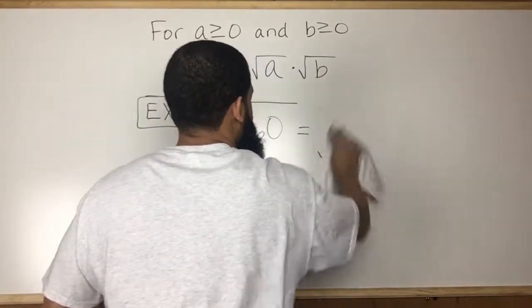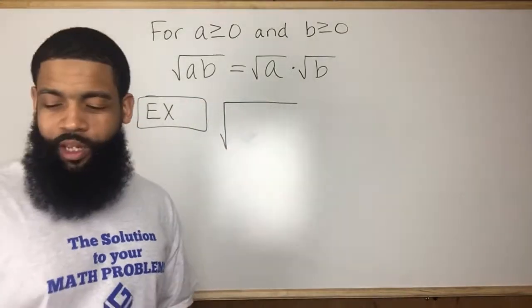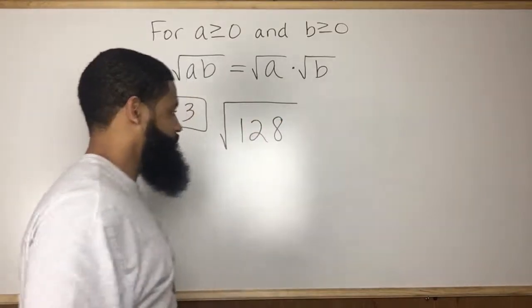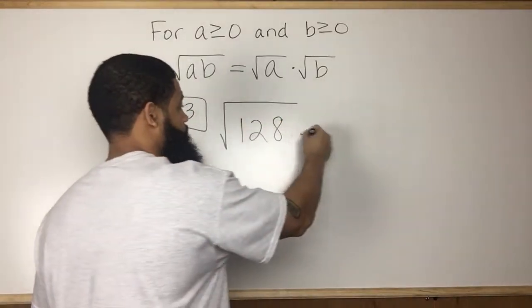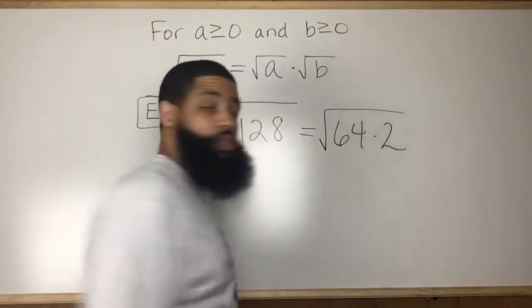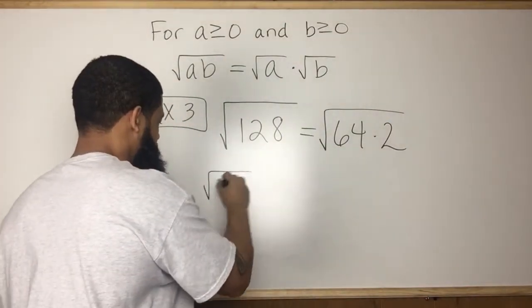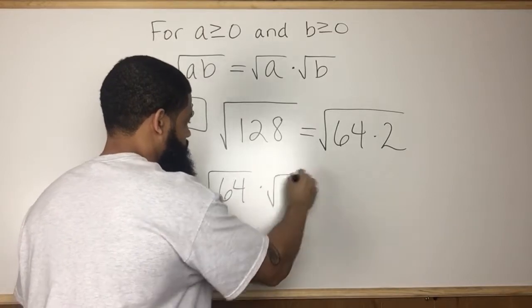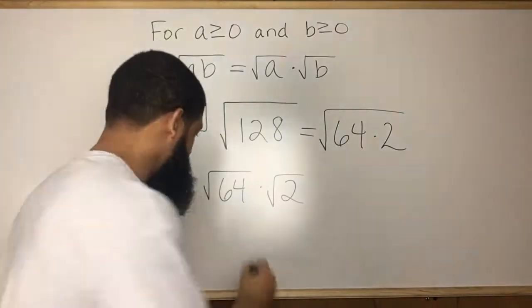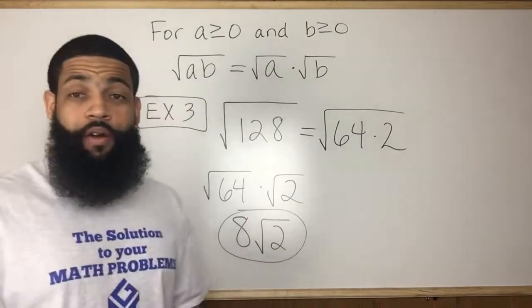And this one, it won't have 16 in it. All right? So let's say we have the square root of 128. Now, the square root of 128, it's the same thing as saying 64 times 2. 64 is a perfect square number. So we can separate that and say the square root of 64 times the square root of 2. The square root of 64 is 8. So 8 times the square root of 2 is our final answer.